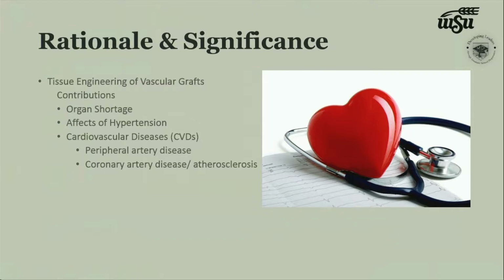So people with cardiovascular diseases like peripheral artery disease or atherosclerosis have vessels that go bad somehow. And so when those vessels get damaged, they need to be renewed or helped. Vascular grafts or implants can help those systems and restore the function of those vessels.